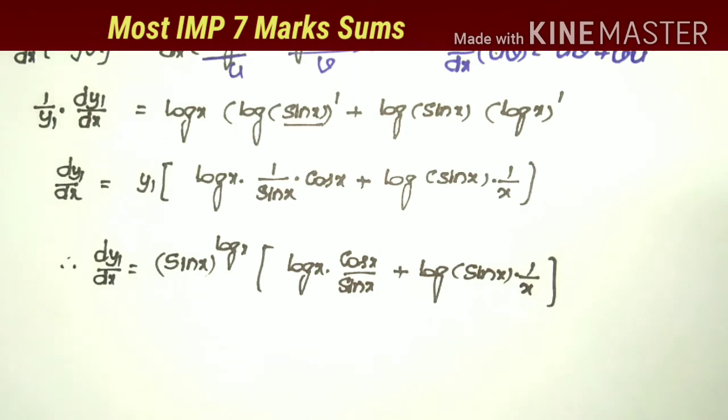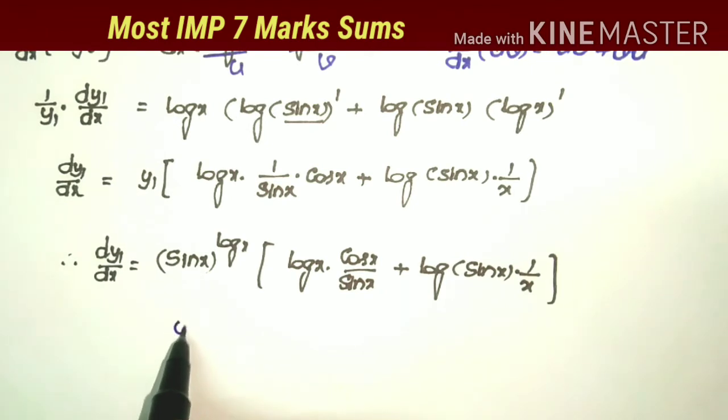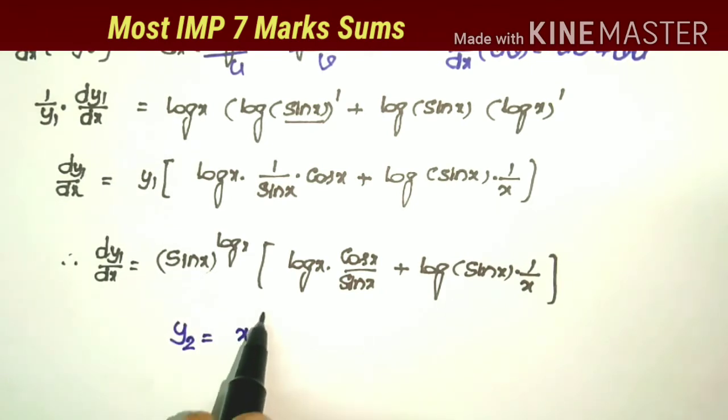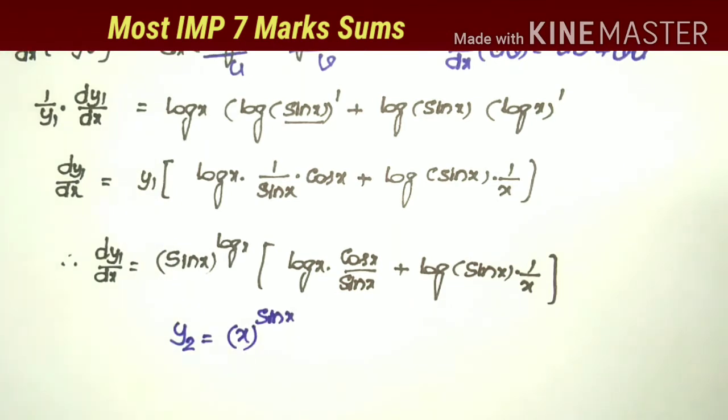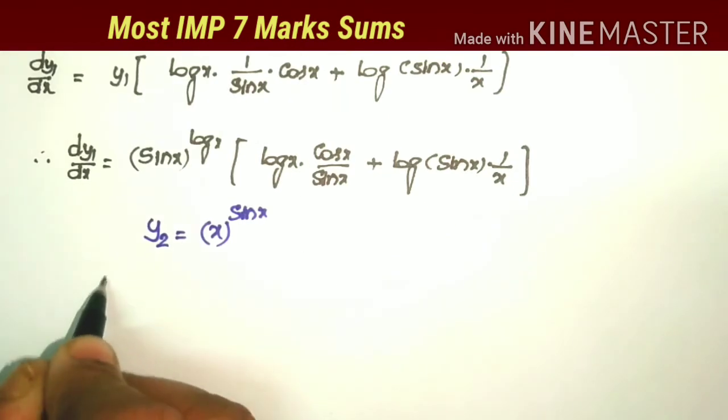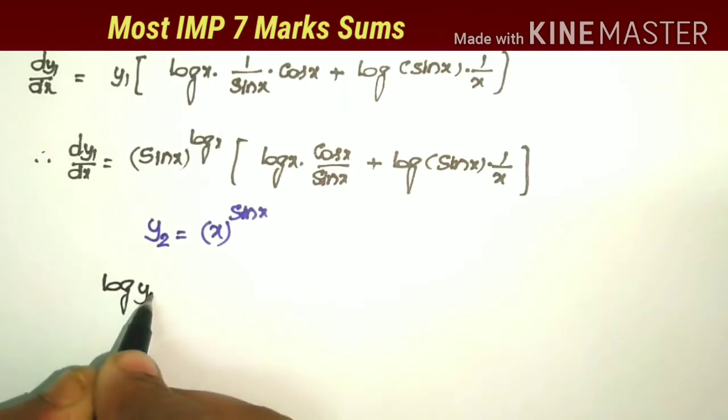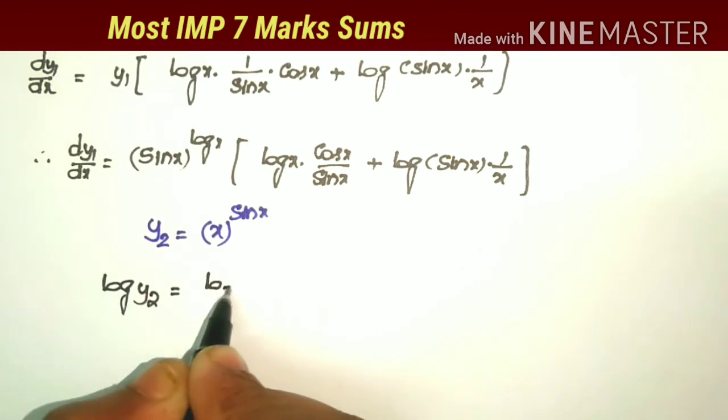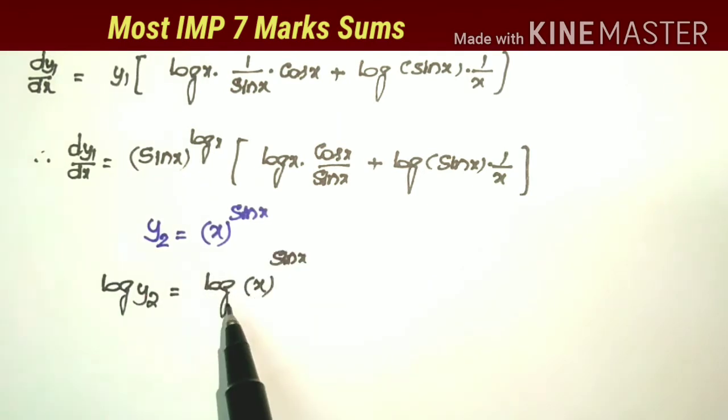Now we start finding the derivative of the second function. What is the second function? Here we have that y2 is equal to x power sin x. So this is also in the form of f of x power g of x. Both are x functions. f of x power g of x. For the derivative, first we apply the logarithm. That is log y2 is equal to log x power sin x. First we apply the logarithm to find the derivative.